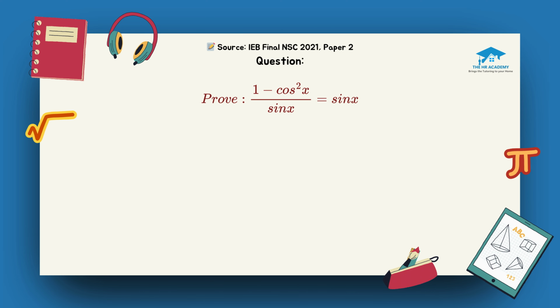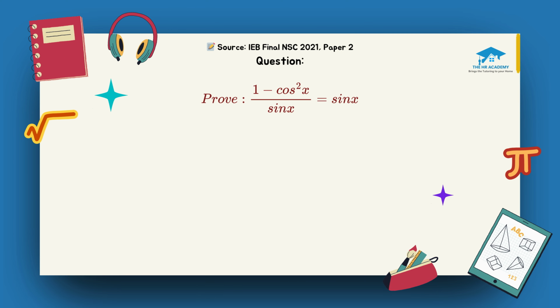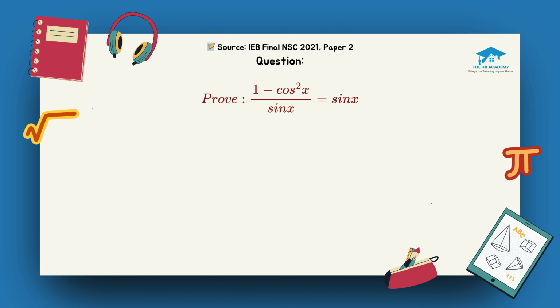Time for question 2. This one's from the 2021 final exam. It says, prove that 1 minus cos squared x over sine x is equal to sine x. Looks spicy, but it's actually just some identity drama.